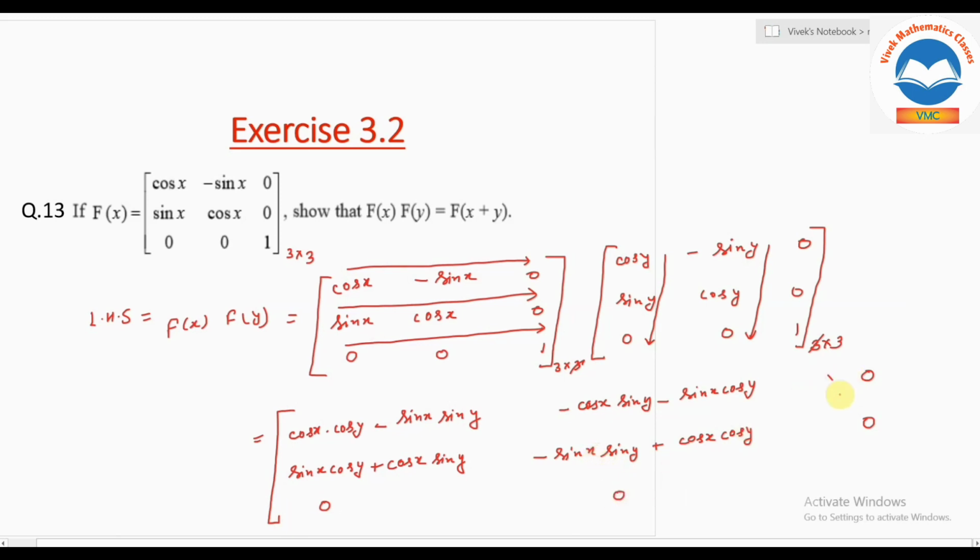Next, third row, third column. So 0 into 0 will be 0, 0 into 0, 0, and 1 into 1 will be 1. So this will be our answer. We will simplify this.